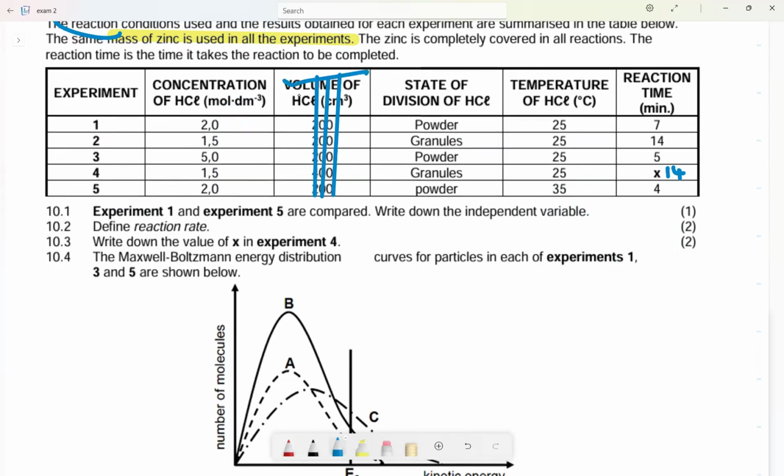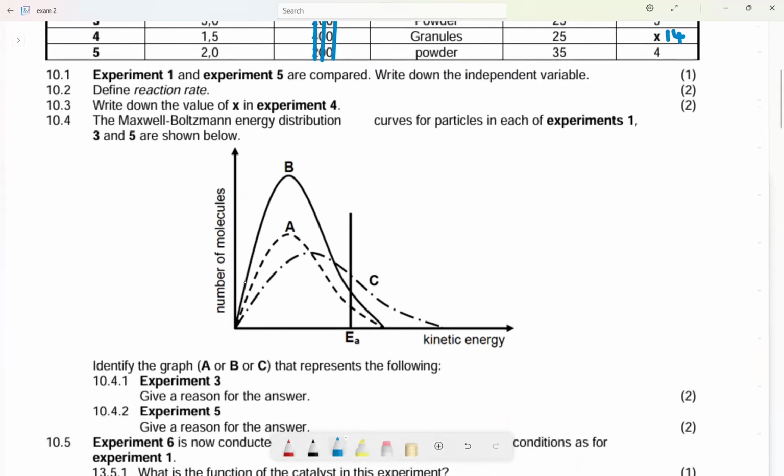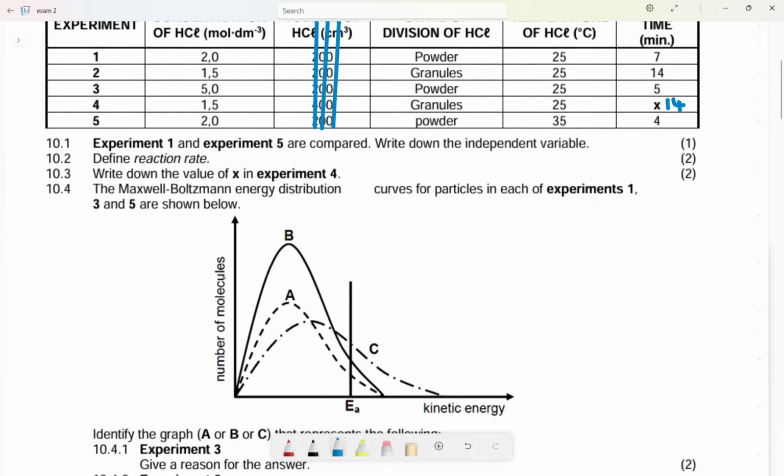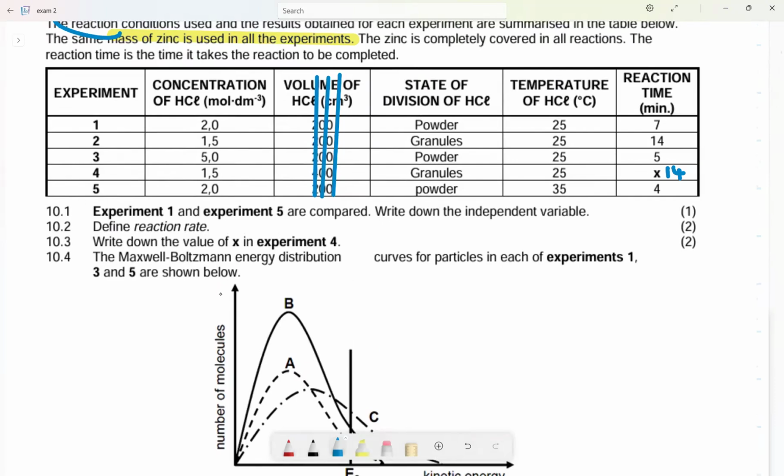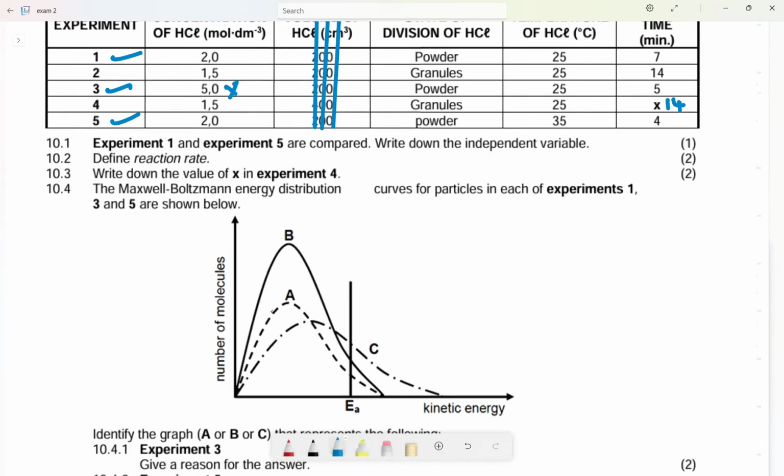Okay, yes. The Maxwell Boltzmann energy distribution curve for particles in each of experiment 1, 3 and 5 are compared. Okay, now let's look. I don't know which one is the original one, but okay, it's fine. Let's see. If it is experiment 1, experiment 3, experiment 5. Okay, the concentration here. If I check here, B has the highest, experiment 3 has the highest concentration. So I expect B to be 3. Why? Because it has the highest concentration.